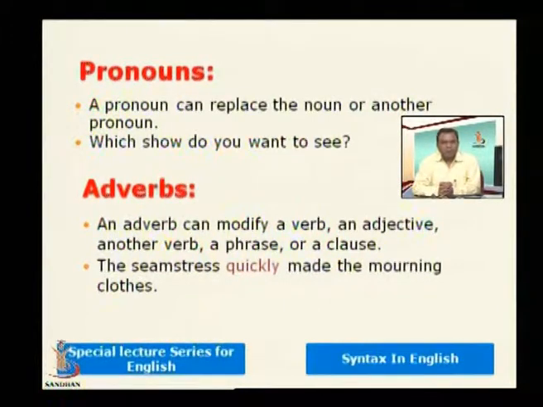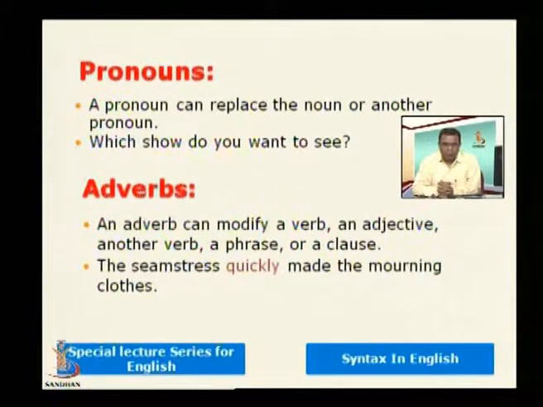So fast is an adverb. Here in this example, this adverb is modifying the verb, saying something more about it. Let us take another example. When I say this mango is sweet, then in this example, sweet is the word which tells something more about the word mango.